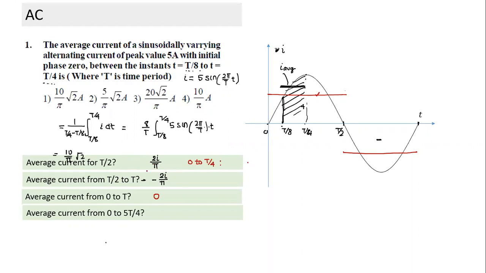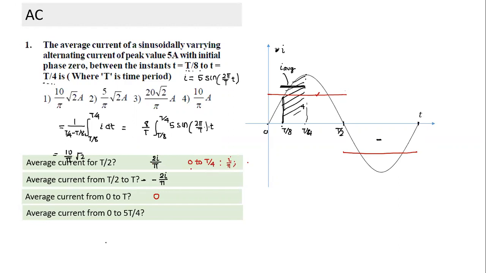I know you can do substitution. The reason I'm taking it up is that substitution is one thing, but there's something called common sense also, and understanding the sense of average value. So average value 0 to t by 2, I have already written this expression. Now I'm asking what is the average between 0 to t by 4? You say it is I by pi. Okay.